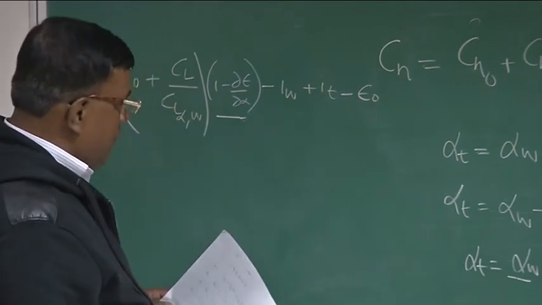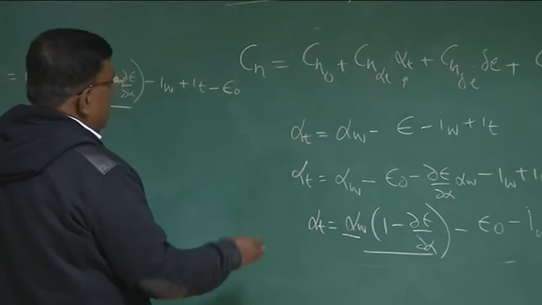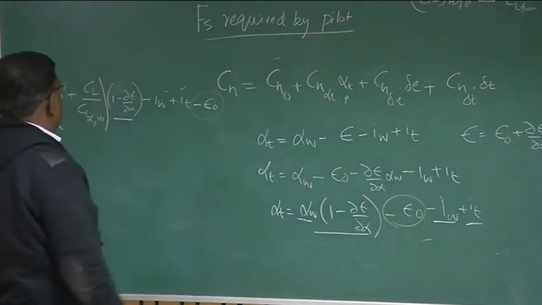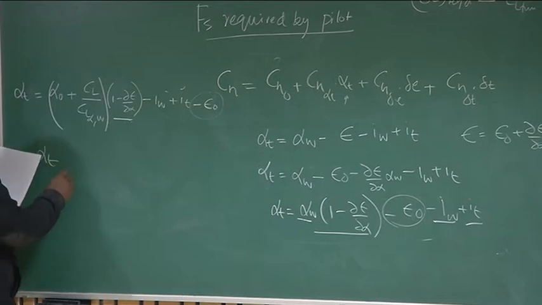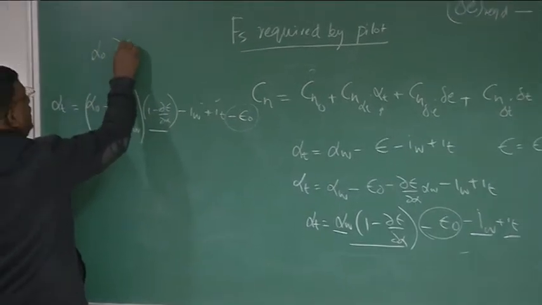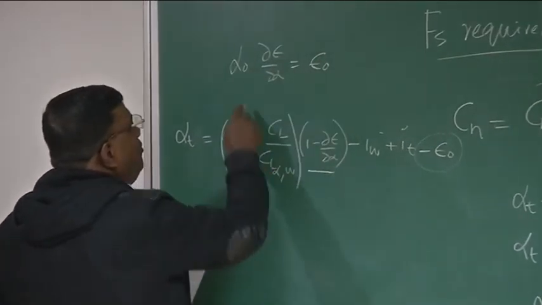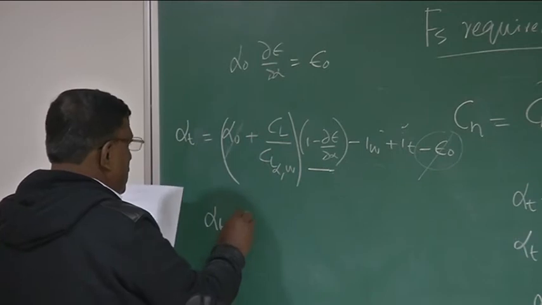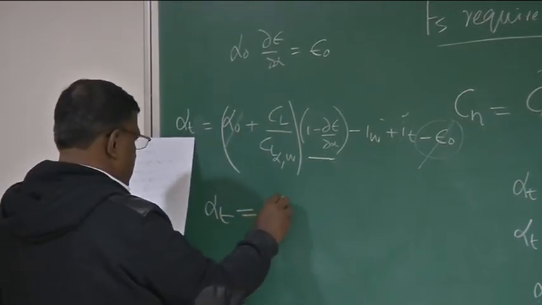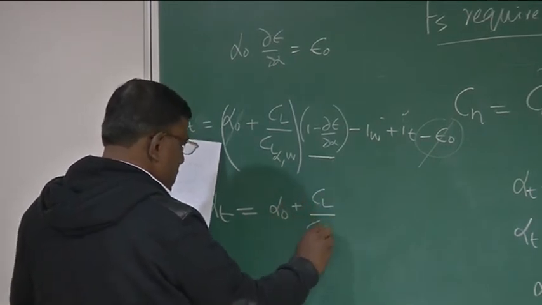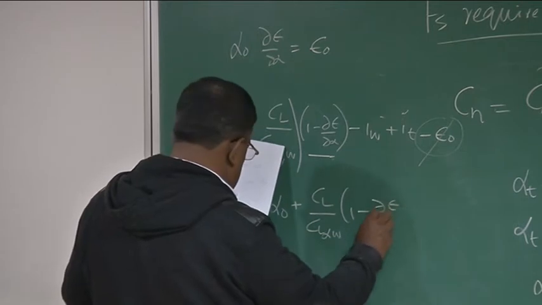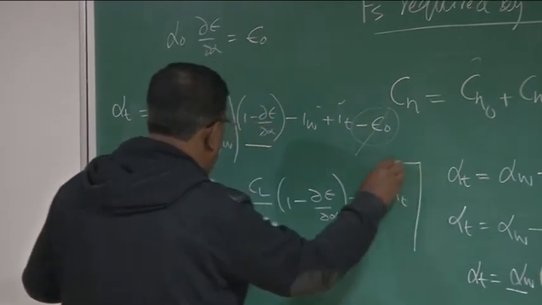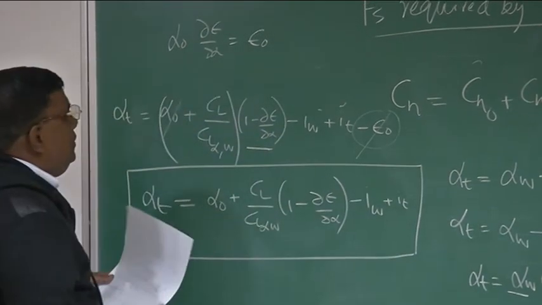Now see whether we have taken care of everything or not. This part we have taken care. This part minus and plus have been taken care, and epsilon naught we forgot to take, it is here. Now if I expand, you could see here this alpha naught into d epsilon by d alpha is nothing but epsilon naught. But since alpha naught is negative, this and this term will go after multiplication. So I get alpha t equal to alpha naught plus CL by CL alpha wing into 1 minus d epsilon by d alpha, minus IW plus IT. This is the expression. Okay?